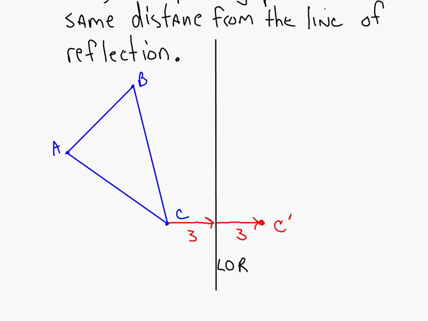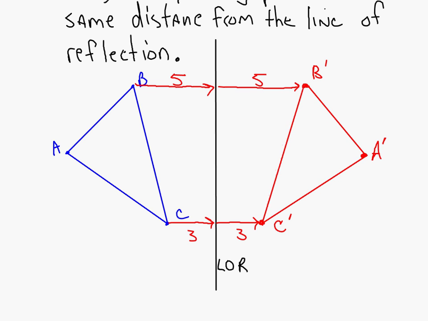If point A is reflected, it's going to be out here somewhere. It's going to be the same distance from the line of reflection. If maybe B is 5 units from the line, then B prime has to be 5 units from the line on the other side. There's your new image.